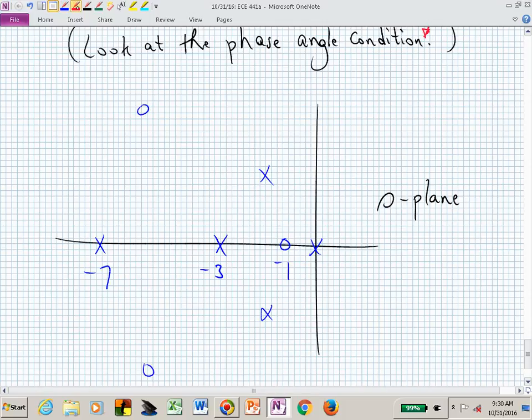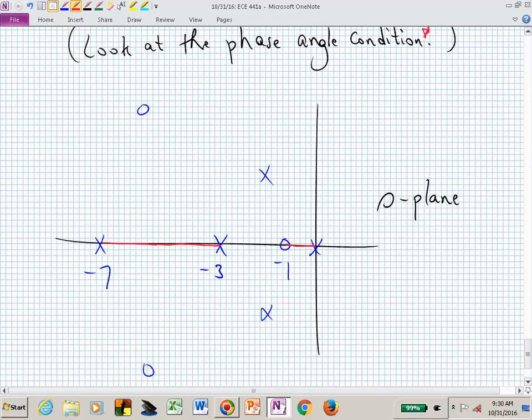From the origin to plus infinity, does that belong on the root locus? How about from the origin to minus 1? From minus 1 to minus 3. I have an even number of poles and zeros to the right. That's not going to be belonging to the root locus. What about between minus 3 and minus 7? How about from minus 7 to minus infinity?